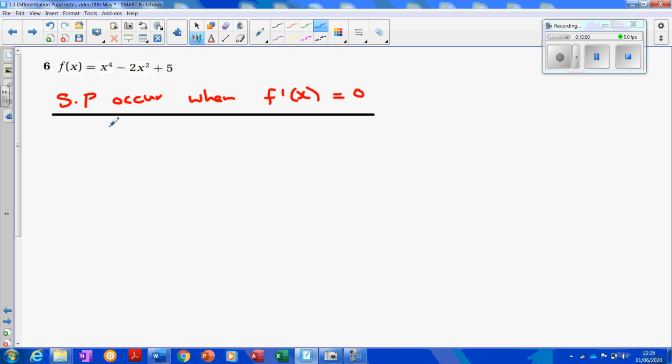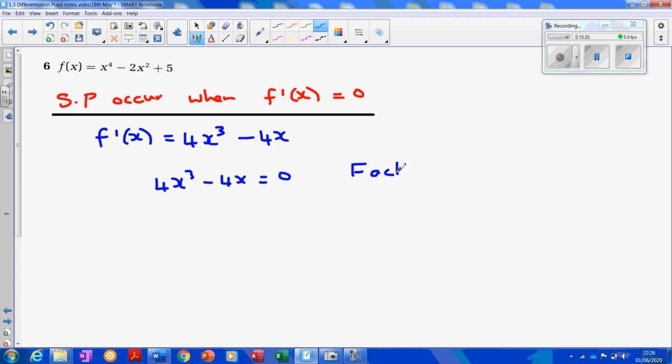Right, so f dash x for this one: the derivative of x to the power of 4 is 4x to the power of 3. The derivative of minus 2x squared is minus 4x, and the derivative of 5 is 0. Right, so we've got to then make that derivative equal to 0. So we've got 4x cubed minus 4x is equal to 0. So the keyword here is to factorise to solve this.